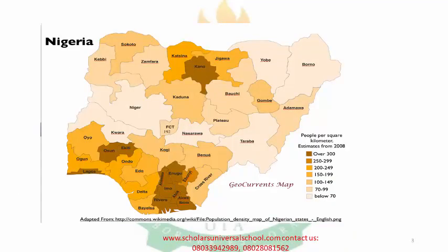Now the next slide is the map of Nigeria that shows the population density of different states in the country. On this map, following the key that is provided, you can see all the states that have low population density and the states that have very high population density. We have states like Kano that has over 300 persons per square kilometer, and we have other states that have less density, like Niger, Nasarawa, Taraba, and other states around here, where you have a low population density of below 70 persons per square kilometer.